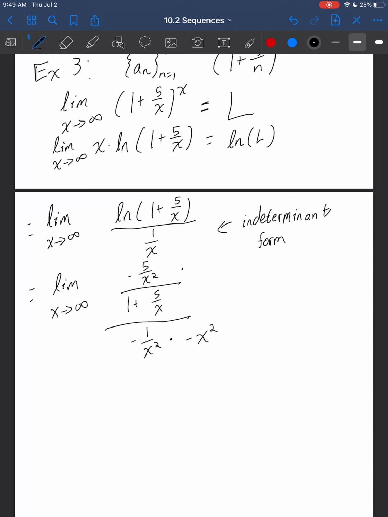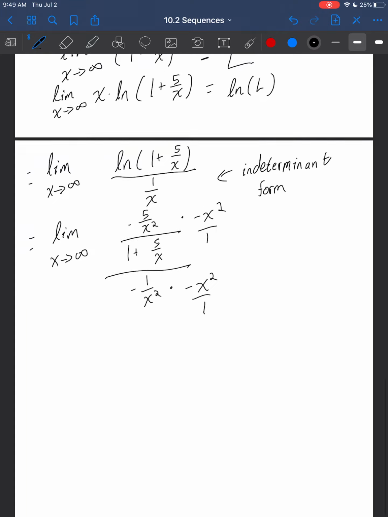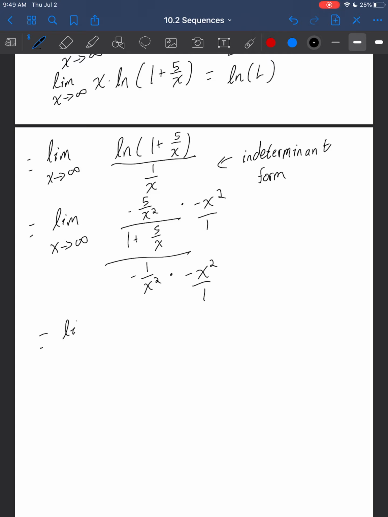So I'll multiply this by negative x squared, which means I multiply this by negative x squared over 1. Doing this, I have the limit as x goes to infinity. These x squareds are going to cancel with that negative. These x squareds are going to cancel, and so I'm left with a 5 over 1 plus 5 over x. Great, so I'm getting closer. I now just have 2 fractions instead of the many, many I had before.